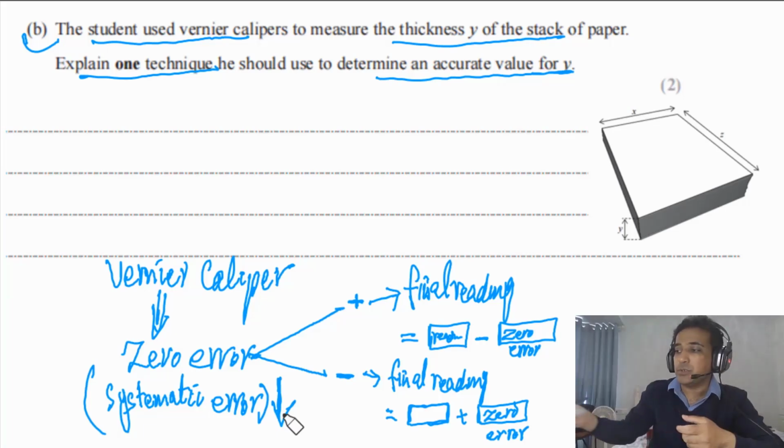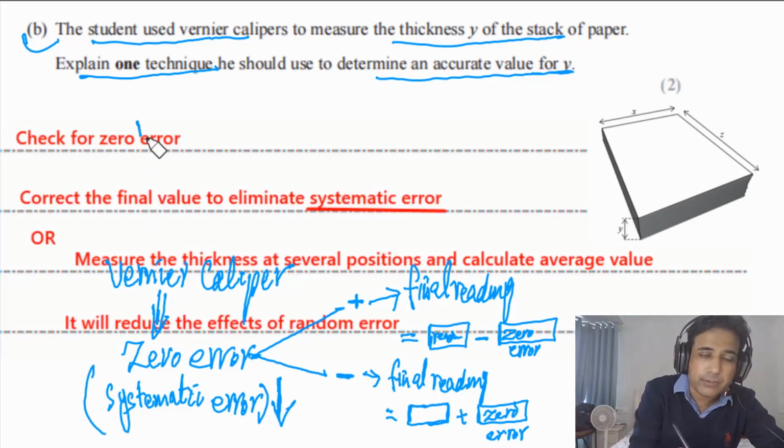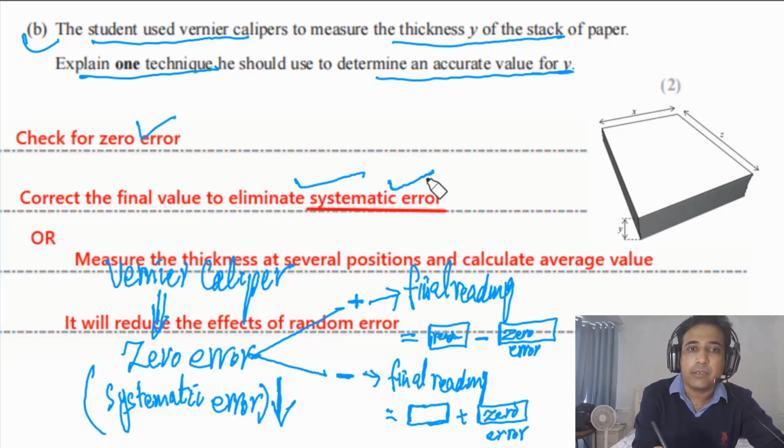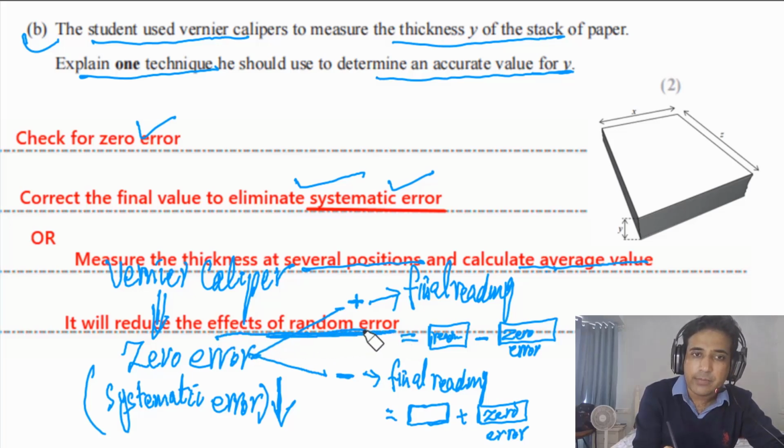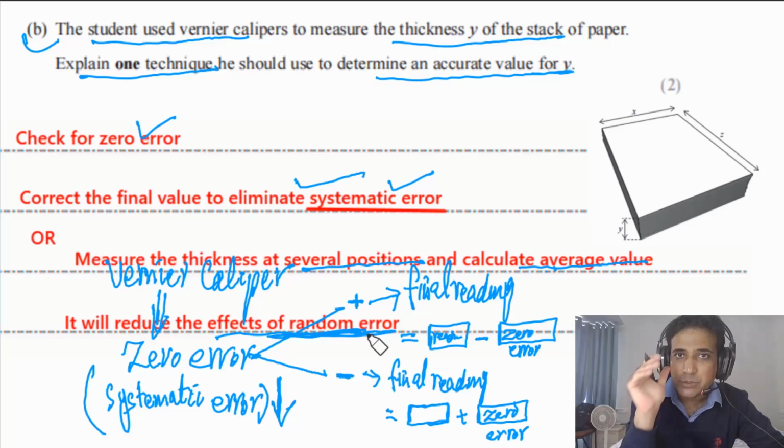So these are the points you need to understand. We can simply say check for zero error, and with the help of this we can eliminate systematic error. In the answer you should write what kind of error it will minimize: systematic error. We can also say measure thickness at several positions and calculate the average value. It will reduce the effects of random error. These are important points.